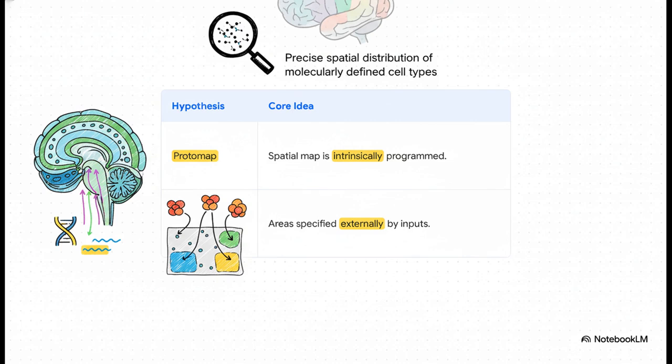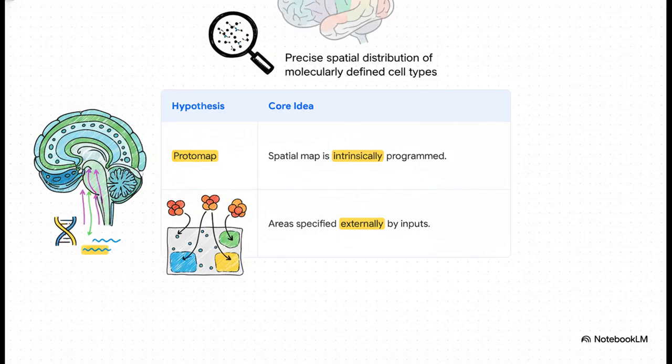For instance, the mechanisms of cortical arealization. The protomap hypothesis posits that the layout of cortical areas is intrinsically programmed. Here, progenitor cells in the ventricular zone are patterned by morphogen gradients, and this spatial information is then inherited by the neurons they generate. In contrast, the protocortex hypothesis suggests the cortex is initially an unpatterned structure, with area-specific identities induced later by external inputs, mainly from the thalamus.